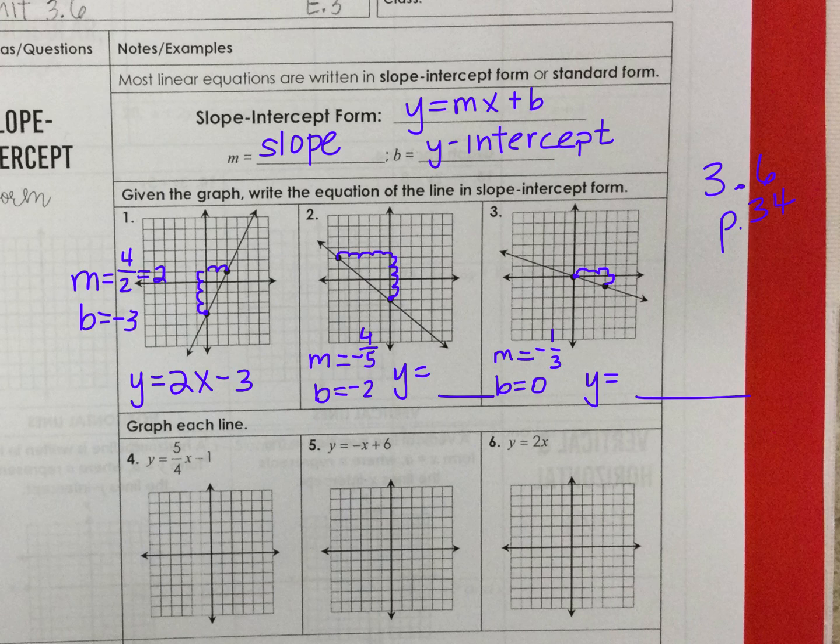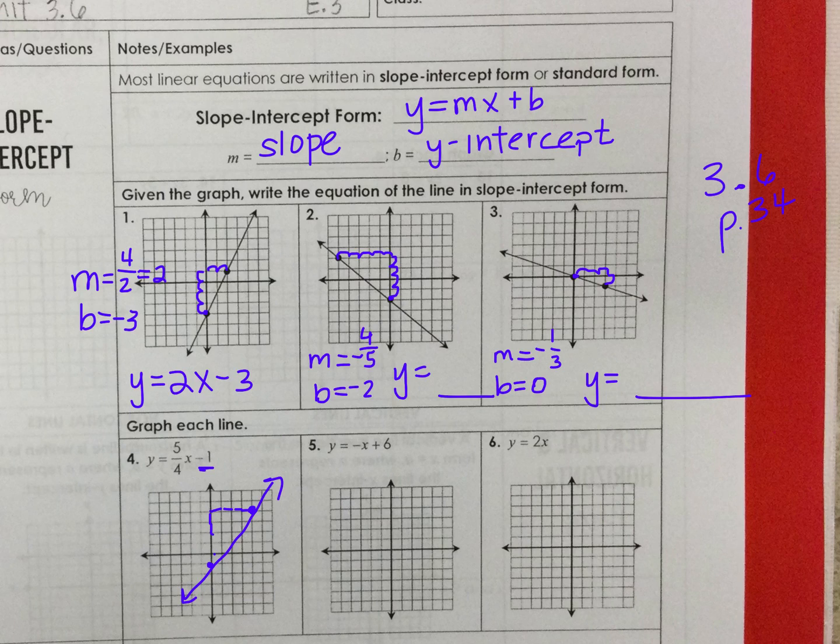All right, now we're going to graph some lines. Same thing. I start with my -1, and then I'm going to rise 5. 1, 2, 3, 4, 5. I'm going to run 4 positive. 1, 2, 3, 4. So there's my line.